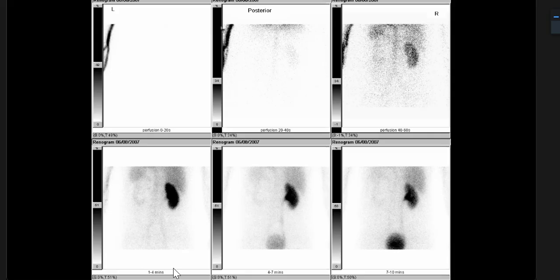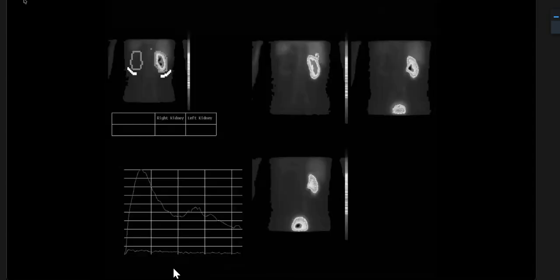Can you comment on this particular MAG3 renogram? Here on the posterior images, the function of the right kidney appears normal, however there is non-visualization of the left kidney. The right ureter also appears normal. The left ureter is also not seen. So this appears to be a non-functioning left kidney.